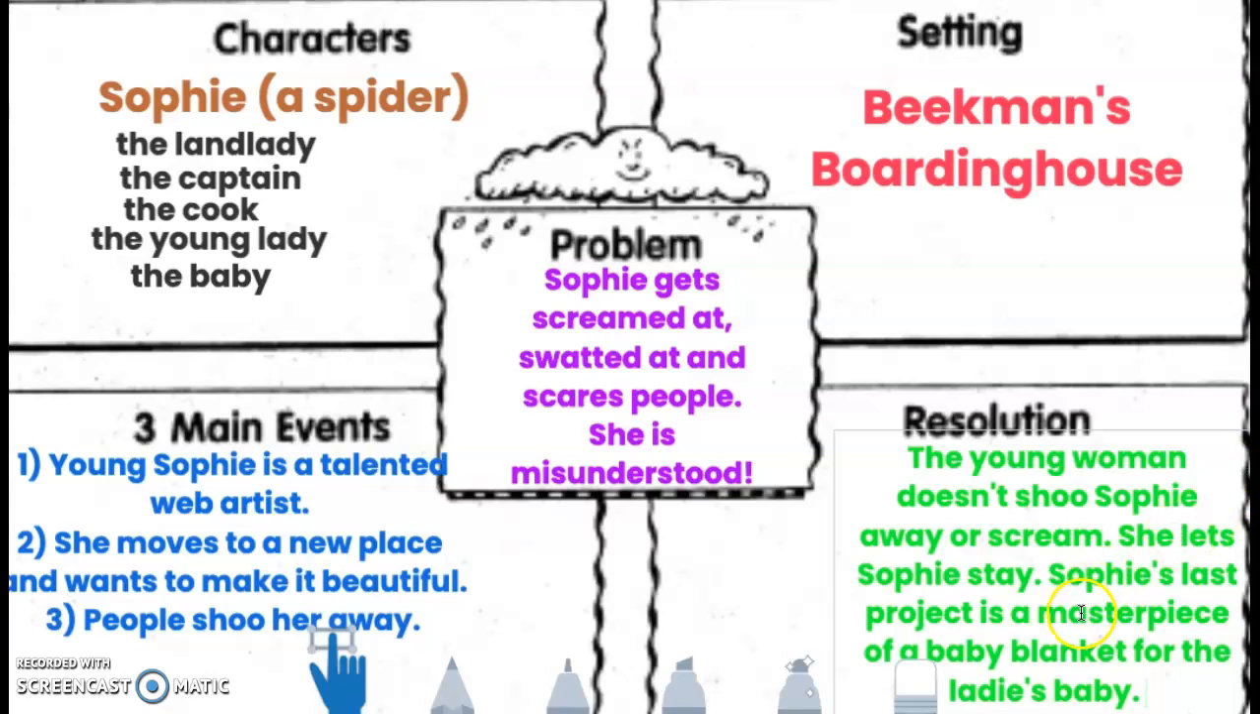All right, so that's the story map. That's retelling the story, making sure that you have the characters, the setting, tell the problem with the main events, and how the problem got solved. So anytime you're retelling a story, you can think through all of these elements, and we will keep practicing this. All right, so your turn.